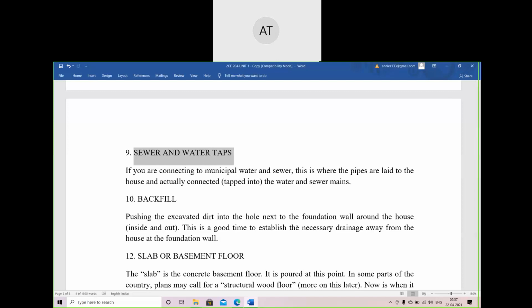If you are connecting to municipal water and sewer, this is where the pipes are led to the house and actually connected, tapped into the water and sewer.